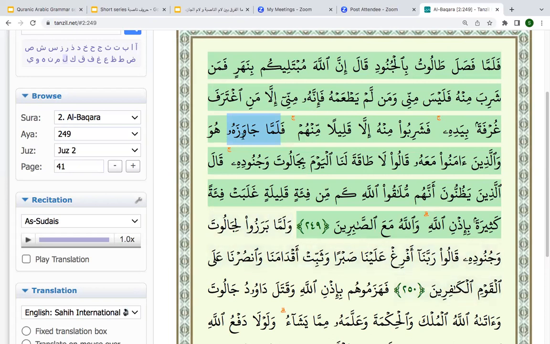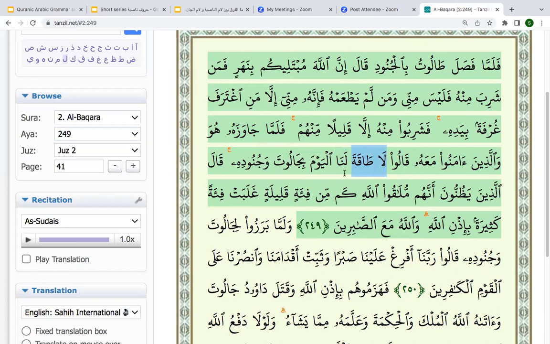So when he and whoever believed in him came across it, or passed it, actually crossed it, what happened then? Ma'ahu is the end of jumla shartiya, and jawabu shart begins with qalu, they said, la taqata lana. Do the i'rab of this one.